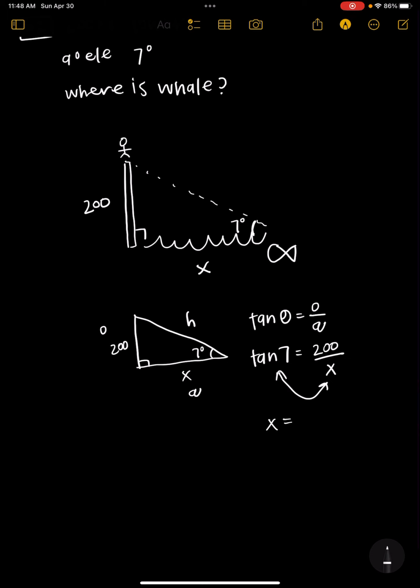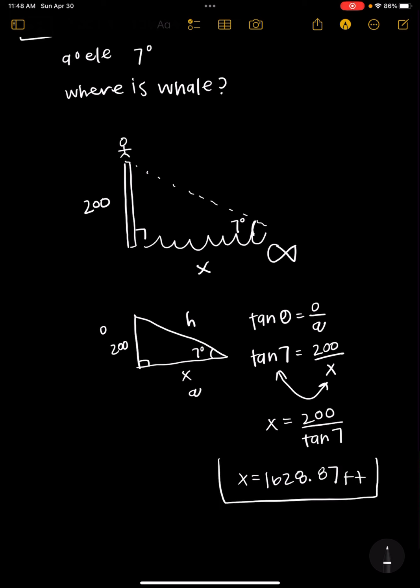So x is equal to 200 over tangent of 7. Now let's plug that into a calculator. We're going to say 200 divided by tangent, 7 degrees, and that gives me x is equal to 1628.87 feet. So the whale is about 1,629-ish feet away from the shore.